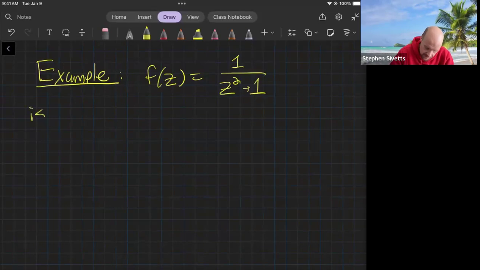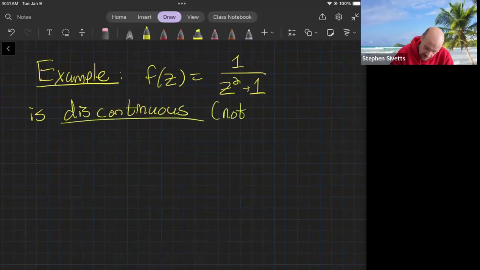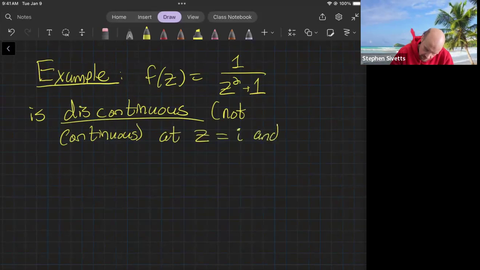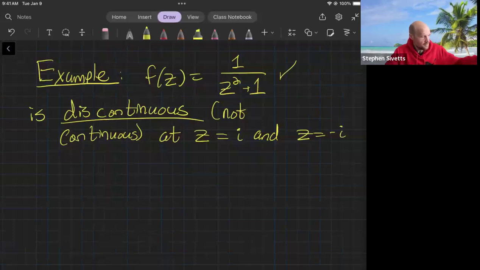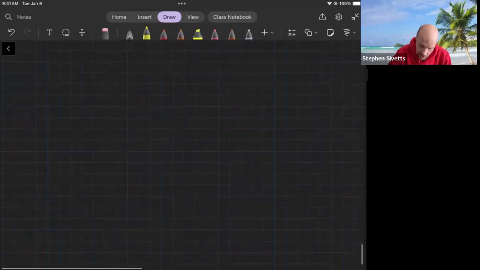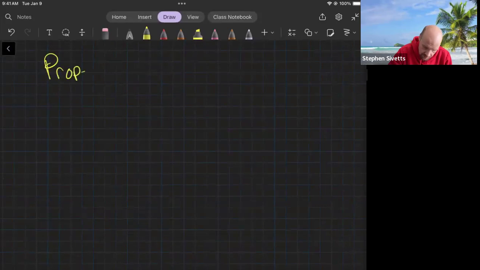So this function is discontinuous, discontinuous being not continuous, right? Not continuous at z equals i and z equals minus i, right? Because i squared is negative 1, so that would cause problems in this example right here. And then real quick, I'm just going to write properties of continuous functions.